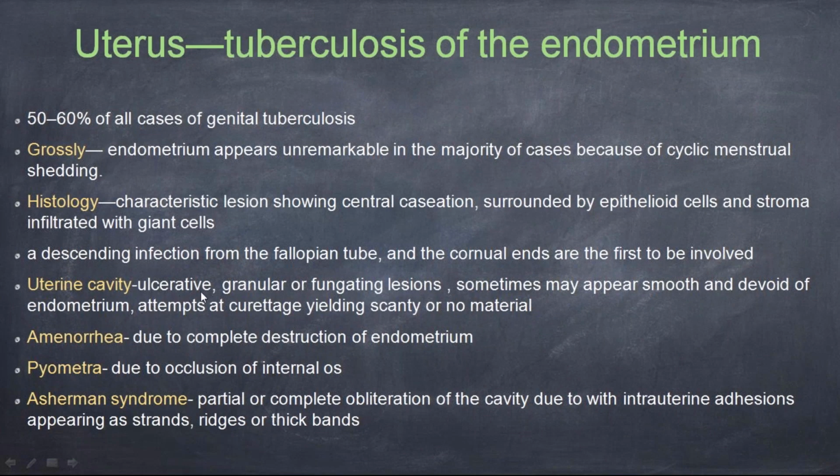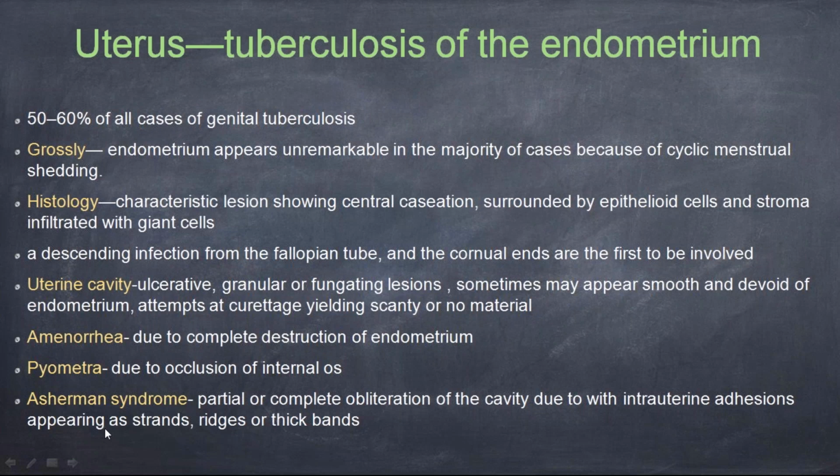And in the uterine cavity, you can see ulcerated, granular and fungating lesions, which are devoid of endometrium. And when you do curettage, dilatation and curettage to collect the endometrium, most of the time there will be scanty endometrium or no material obtained, and the patient may land in amenorrhea because of the destruction of the endometrium due to the infection. And sometimes because of occlusion of the internal os of the uterus, there will be pyometra. All the caseation is accumulated in the uterus, which leads to pyometra.